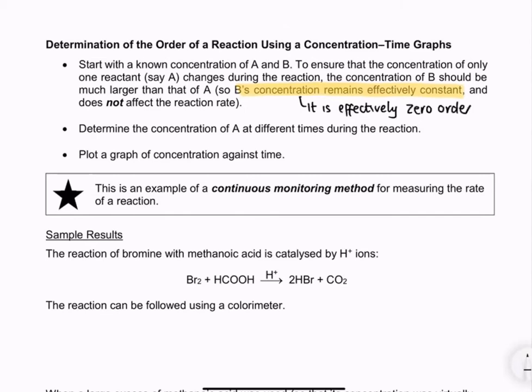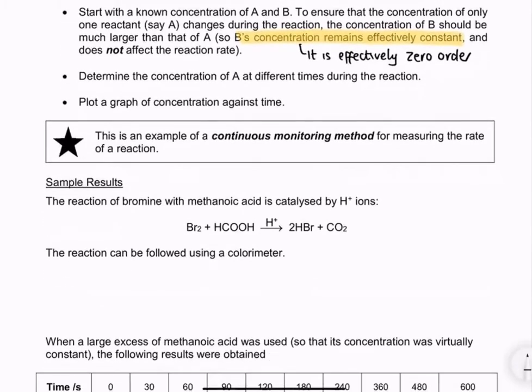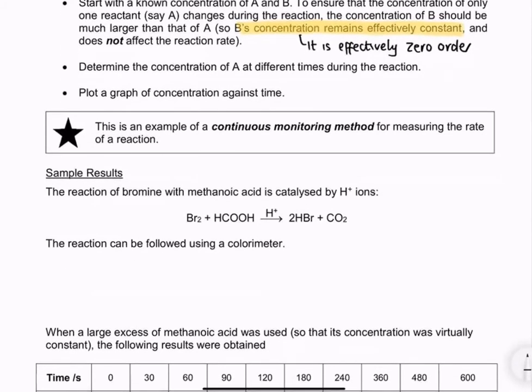So then we're going to look at the concentration of A at different times during the reaction and plot a graph. This is known as continuous monitoring. So you start your stopwatch and you measure the concentration of A. You might do that if it was something that was acidic. You might do that with a pH meter because pH gives you a measure of acid concentration.